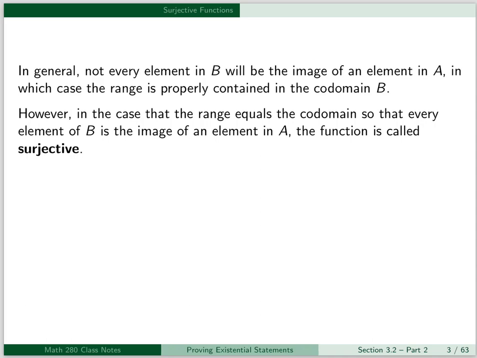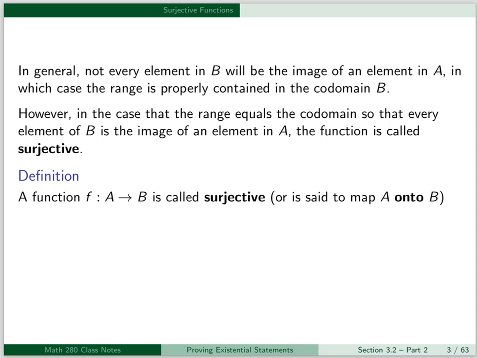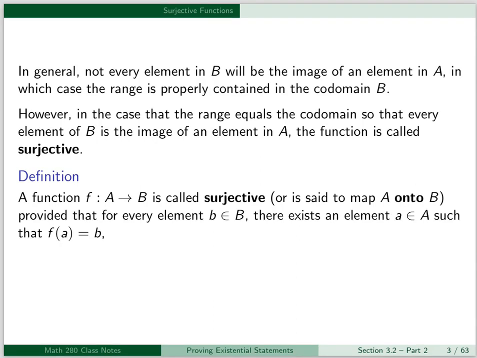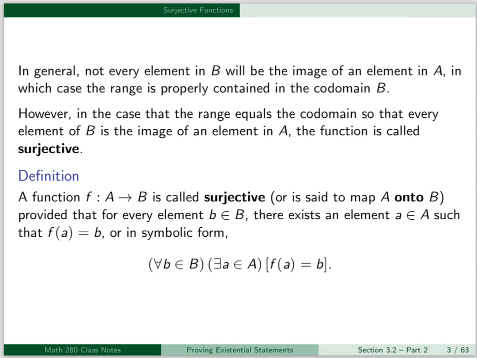However, in the case that the range equals the codomain, so that every element of B is the image of an element in A, the function is called surjective. So here's the formal definition. A function f from A to B is called surjective, or is said to map A onto B, provided that for every element b in B, there exists an element a in A such that f of a equals b. Or in symbolic form, for all b in B, there exists an a in A such that f of a equals b.